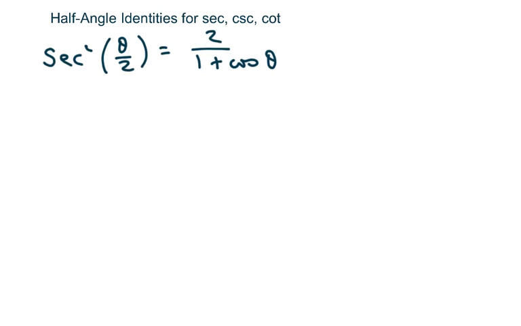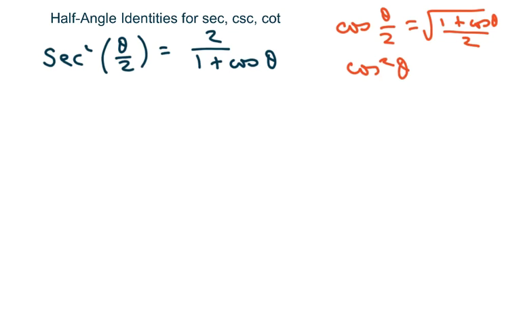Hi everyone, we're going to establish half angle identities for secant, cosecant, and cotangent. Recall that cosine of the half angle equals the square root of (1 plus cosine theta) over 2. Since it's squared, we're going to use the plus here, but just remember that. So if you square both sides, you get cosine squared of theta over 2 is (1 plus cosine of theta) over 2.